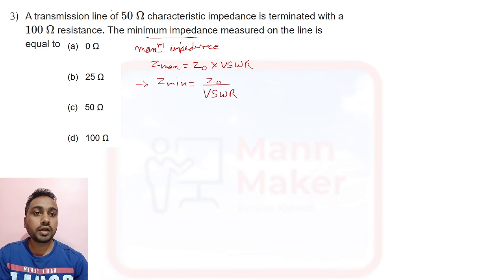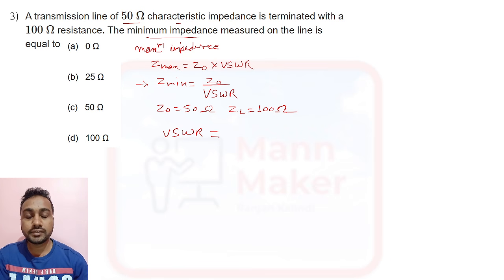Here we have 50 ohm, that is the characteristic impedance, meaning Z naught is 50 ohm, and the terminated resistance, that is ZL, is 100 ohm. Now we have to find Z min, but we don't know the value of VSWR. VSWR is the voltage standing wave ratio.